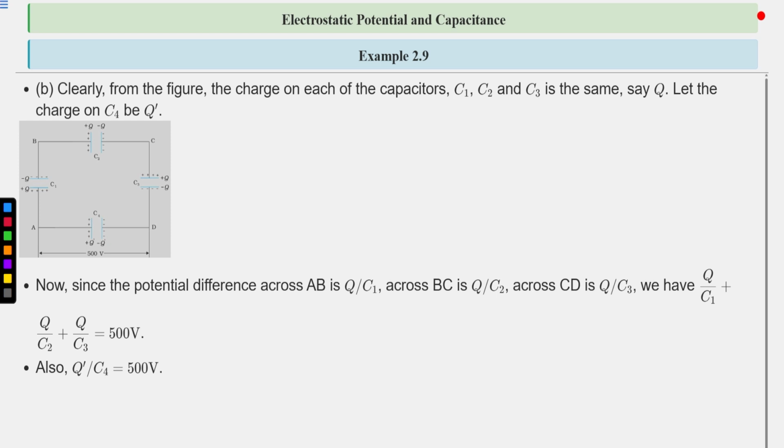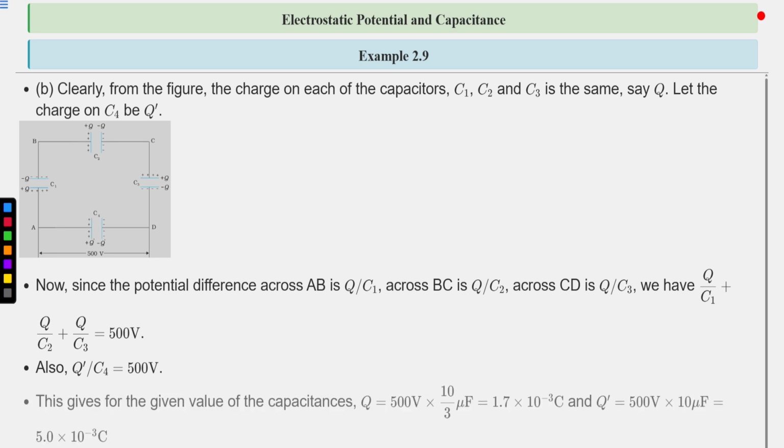Now, because it is in parallel combination, the potential difference across C4 alone is 500 volt. Potential difference is equal to Q by C, so the potential difference V4 across this is equal to Q dash by C4 equal to 500 volt. So these are the two equations we have made.